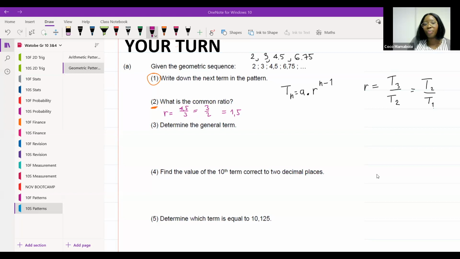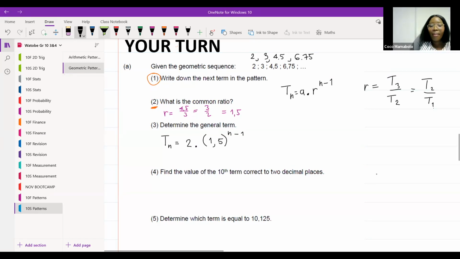Okay, let's just write the general term. Tn is equal to, now my A is my first term, so 2 times, I'm going to open brackets, 1,5 to the power of n minus 1. That is my general term.